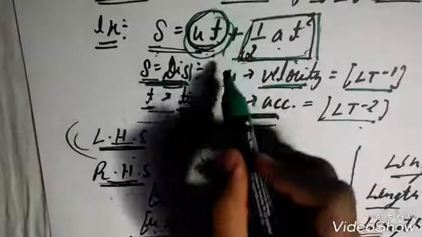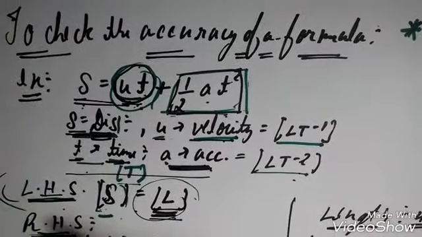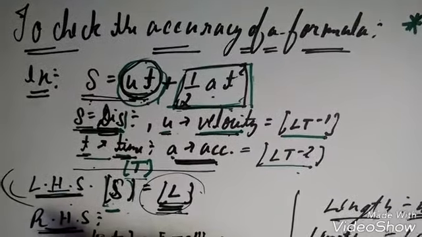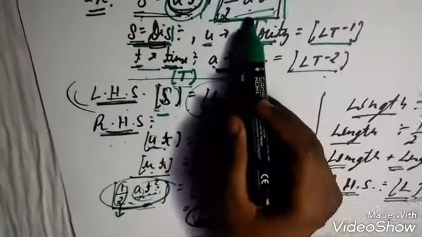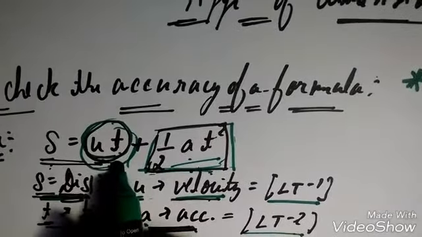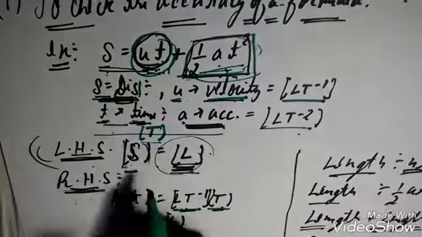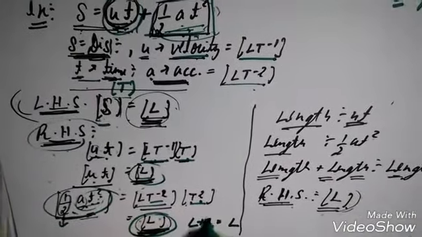Means ut has a dimension of L. Means ut combinationally denotes a physical quantity which has the same nature as length. At square also has a dimension of L. Means at square is also a physical quantity which denotes the same nature as length. Means length L is added to length, and the resulting length plus length will surely result in a length. Means the dimension of RHS was L plus L. Length plus length will surely result in a length.